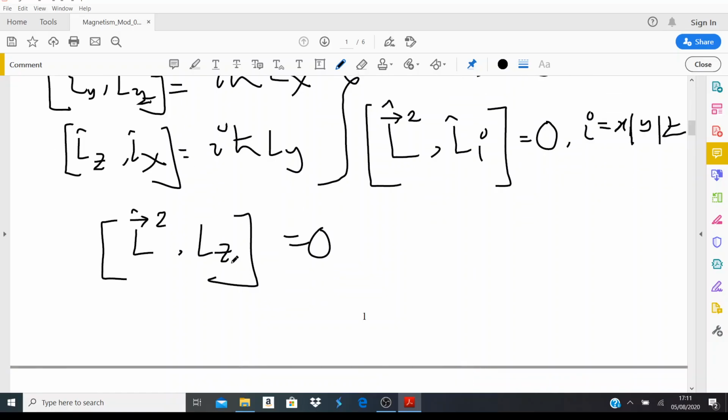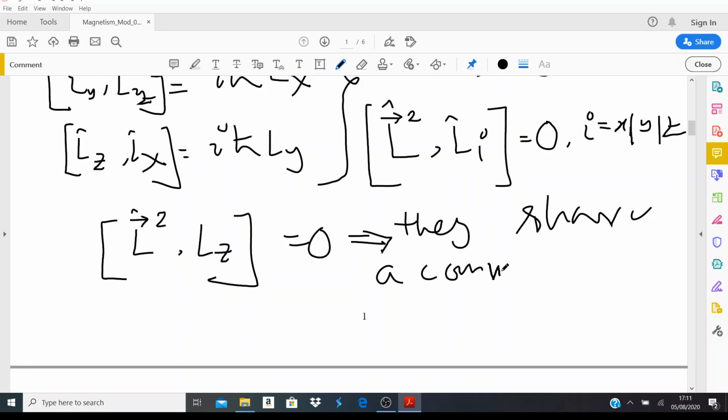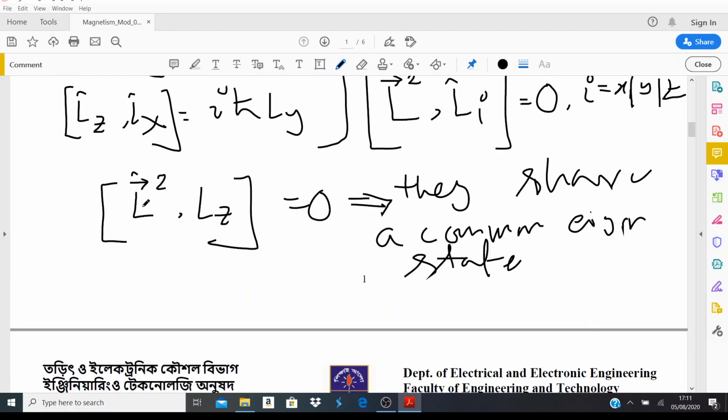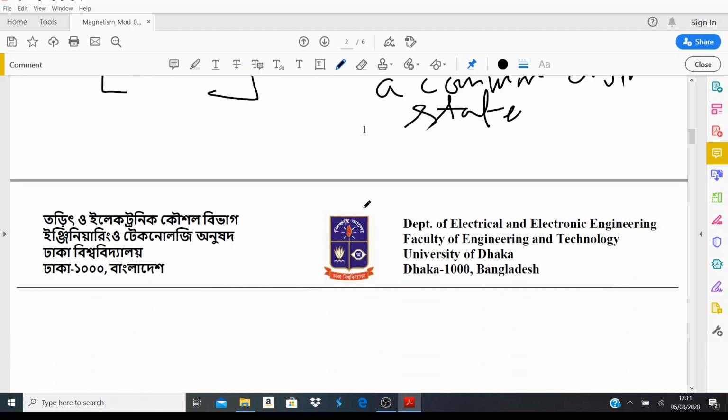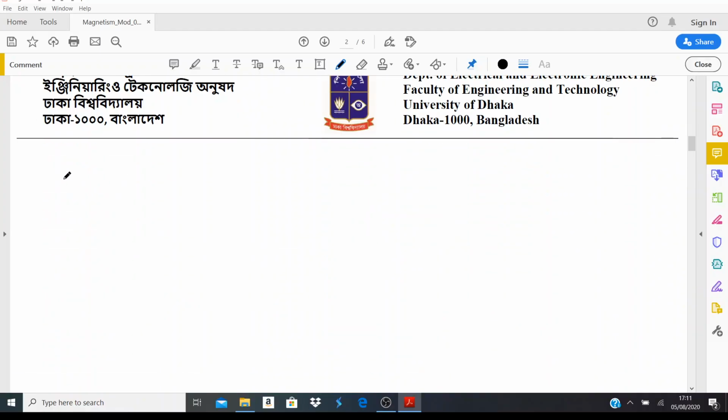So when they are commuting with each other, it means that they share, that's the important message, a common eigenstate. We will see what that state is, but let's try to understand first. The commuting two operators L square and Lz share a common eigenstate. Now the question is, how do you label this eigenstate, right? So what is the eigenstate here?